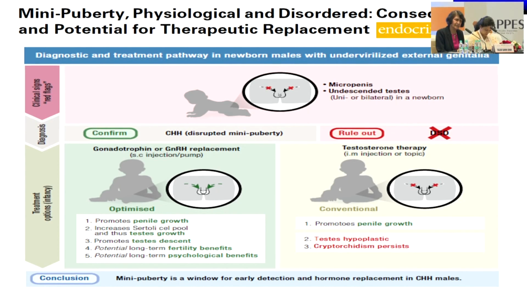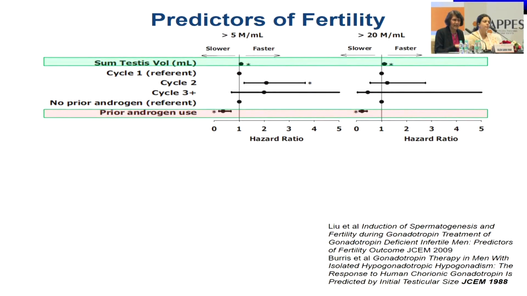And why is it so really important? Well, mini-puberty becomes very important because what has been learned over time, right from older data to the newer data, is predictors of fertility. One of the most important predictors of fertility is testicular size. And testicular size in mini-puberty gets enhanced through growth of Sertoli cells and enlargement of seminiferous tubules, which is the basic function of Sertoli cells to nurture the germ cells. And that is what brings in the added value of using mimic towards mini-puberty in this group of individuals.